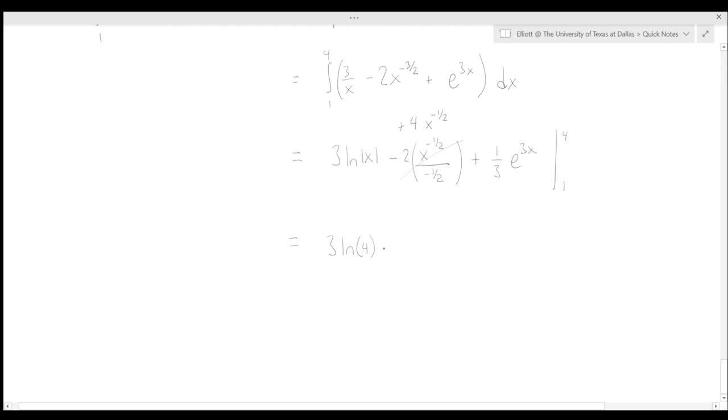Okay. And then we're plugging in 4 for x. And then we'll get plus 1/3 e to the 12. And then minus what you get when you plug in 1 for x. So 3 natural log of 1. This will be plus 4, 1 to the minus 1/2. And finally, plus 1/3 e cubed.